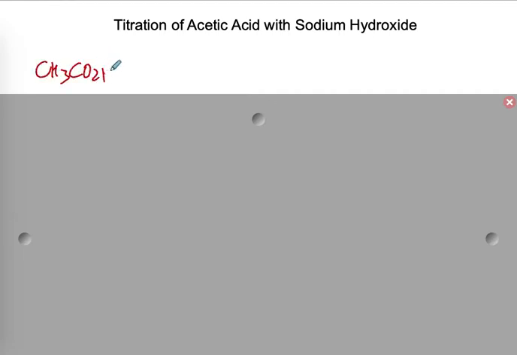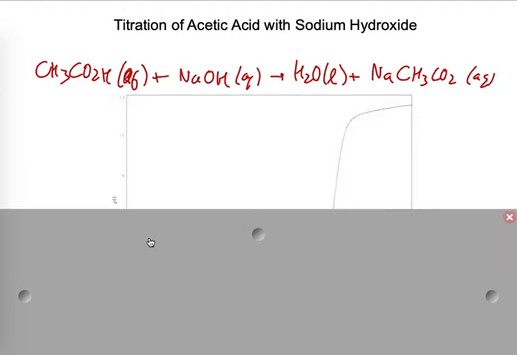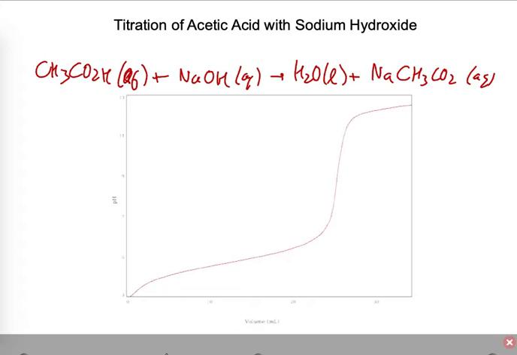Here's the equation. Acetic acid plus sodium hydroxide reacts to form water plus sodium acetate, the sodium salt of the acetate anion, the conjugate base of acetic acid. What we see, and what you will see in the lab if you haven't already done so, is something that looks somewhat different. Here's where the pH varies with volume of sodium hydroxide.